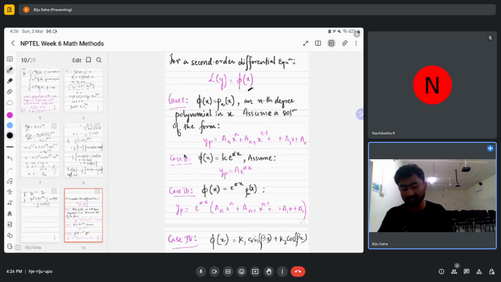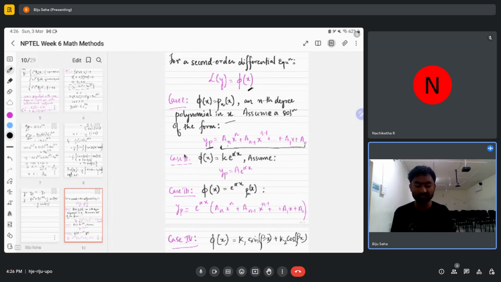The first case is when your function is a polynomial. There is no exponential involved here, it's just a polynomial of nth degree. In that case, the motivation would be to assume the particular solution y_p to also be a polynomial of degree n. So I have assumed a polynomial of degree n here.